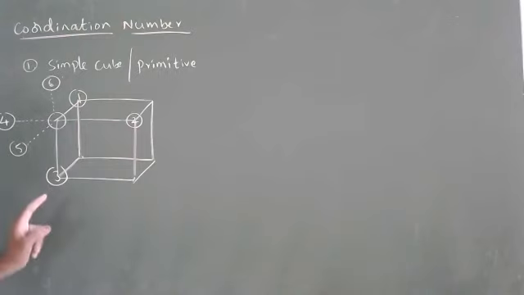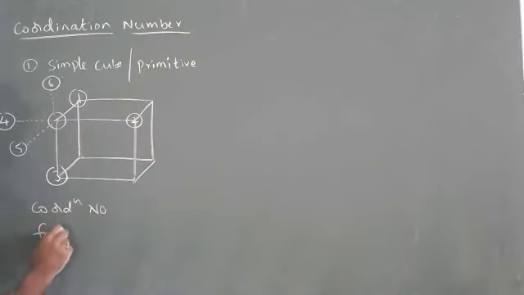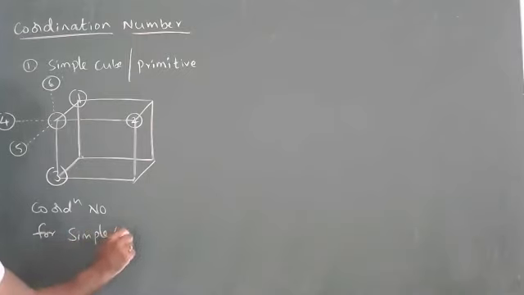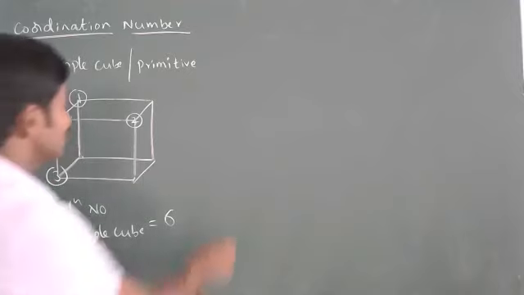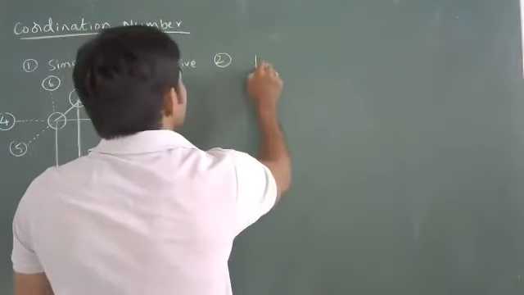Understood? Then what is the coordination number of simple cube? Coordination number for simple cube is equal to 6. You can see there are 6 atoms touching this: 1, 2, 3, 4, 5, 6. If there is one atom here, oppositely one more atom will be there. Overall total 6 atoms are there. Next, second one, BCC.